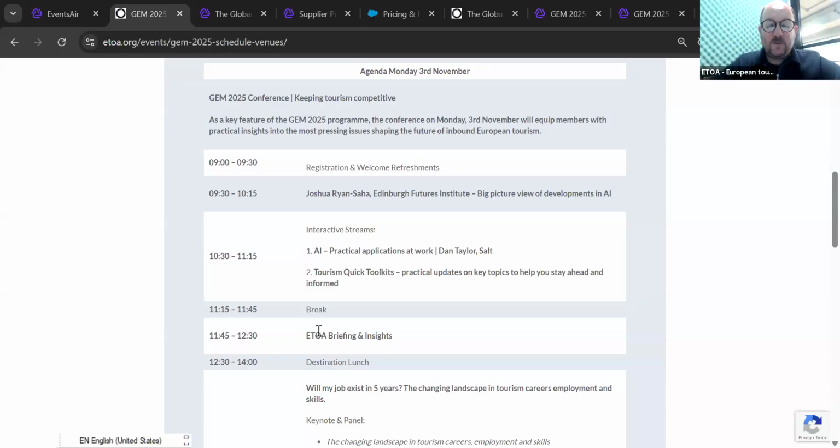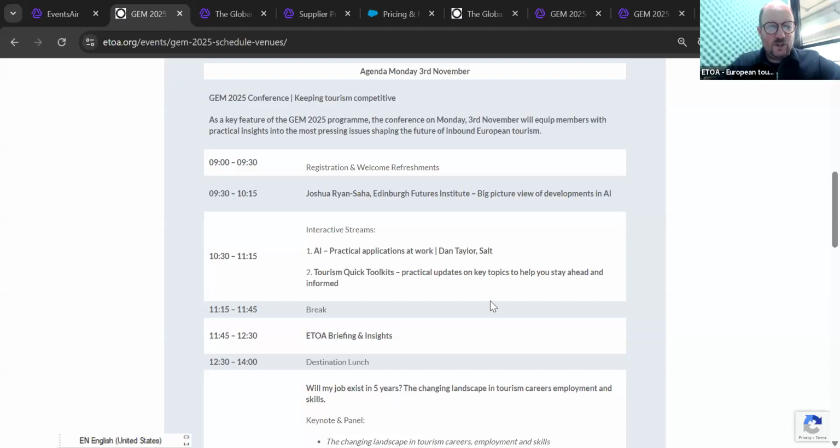So we've got a nice big venue for the conference this year. That allows us in the interactive streams to break off into two groups. If you want to drill down more on what AI means for your job, then you can stay and do the practical applications. Or if you want to really top up your skills ahead of negotiations at World Travel Market, then we'll have an interactive session on there.